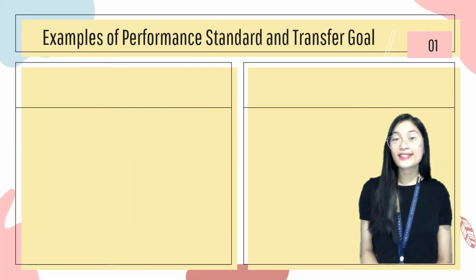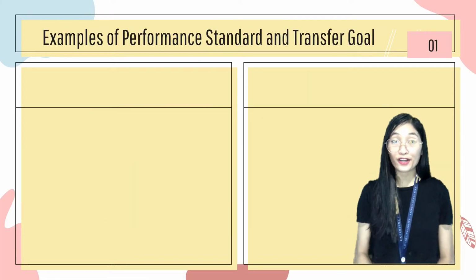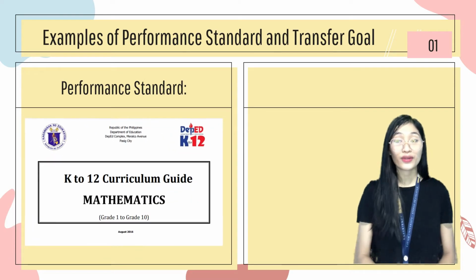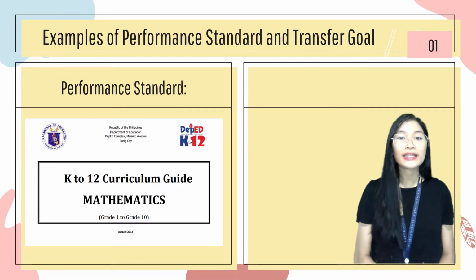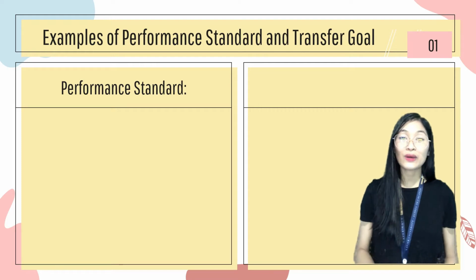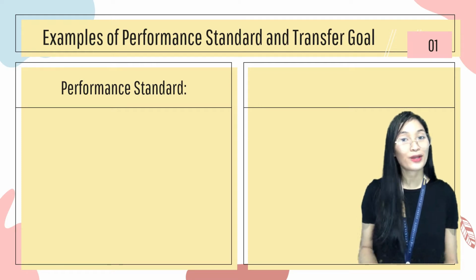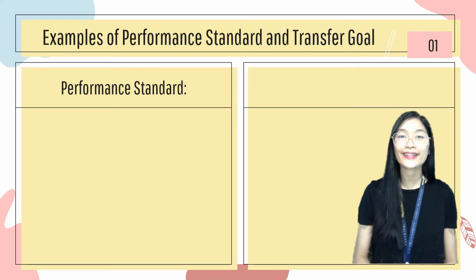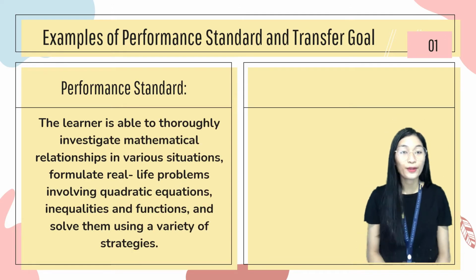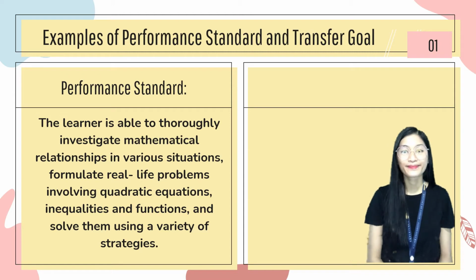So first, let us identify the performance standards which we have taken from the Department of Education Curriculum Guide, particularly in the math subject with the content or lesson of problem solving. So this is what our first example is. It's about math and the lesson content is problem solving. So together, let us read the first example of the performance standard.